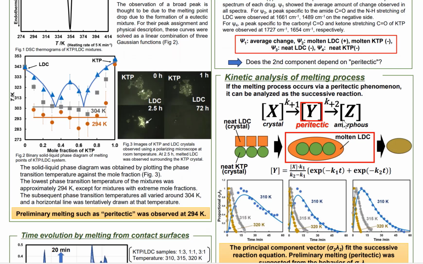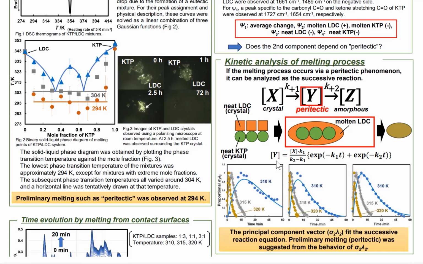Next, we verified by kinetic analysis whether the second component was dependent on the peritectic. If the crystal melting process goes through peritectic, it's considered to be a successive reaction. The principal component value sigma lambda in SVD indicates the magnitude of spectral change.